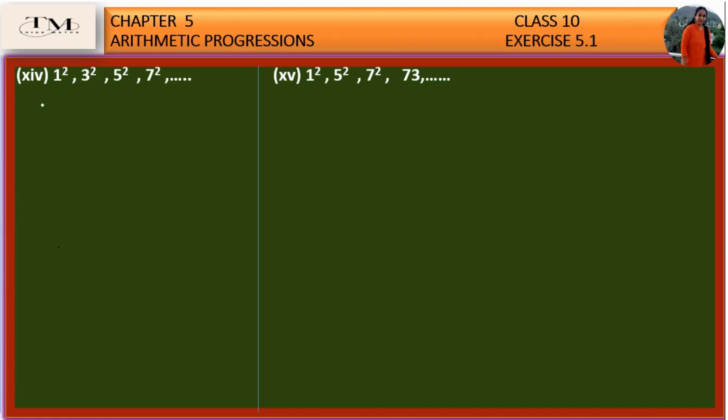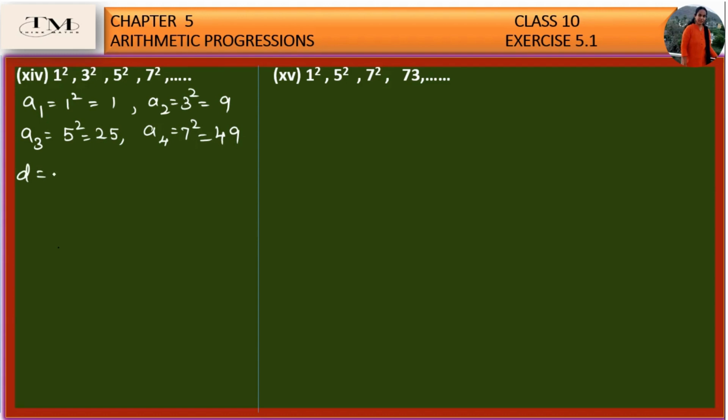So next, not 18th, I'm sorry, it is 13. Now 14th one. So the first term is 1 square, which is 1. Second term equal to 3 square, which is 9. Third term equal to 5 square, which is 25. Fourth term equal to 7 square, which is 49.